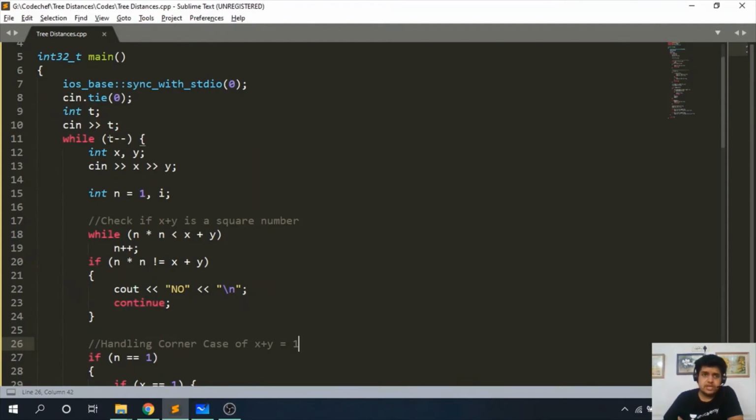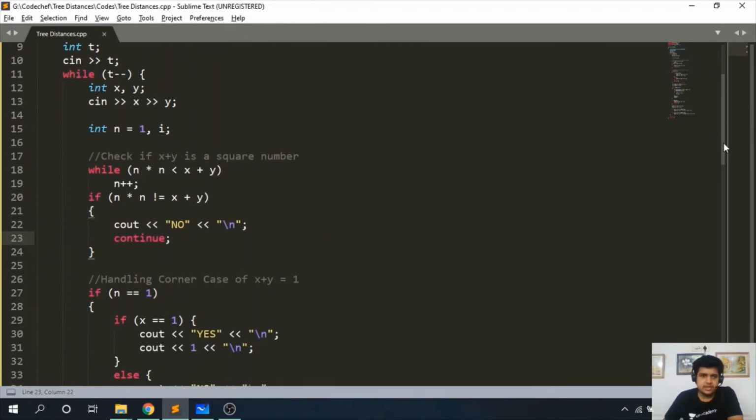Let us start with the C++ implementation. First we take input x, y, the two numbers, where x denotes the number of even distance pairs in our tree, and y denotes the number of odd distance pairs. Here we first check if x plus y is a square number. We do that by applying a simple while loop where n into n is less than x plus y, then we increment n, and finally we check if n into n is not equal to x plus y. Then we simply output our answer as no, because as we saw, x plus y needs to be a square number for the tree to be possible, because there are a total of n square pairs in the tree.